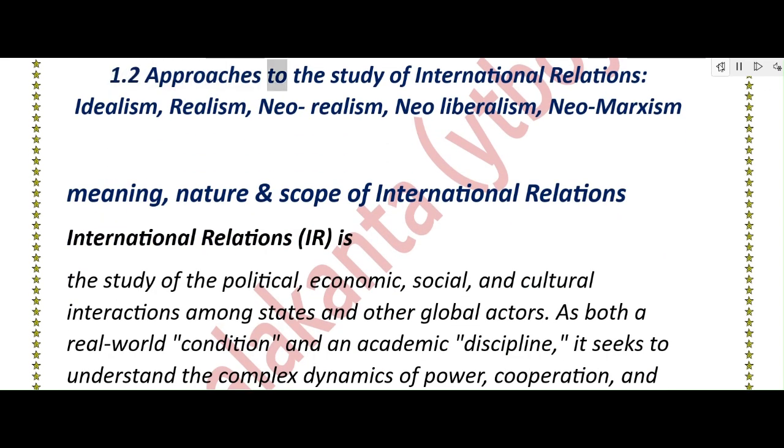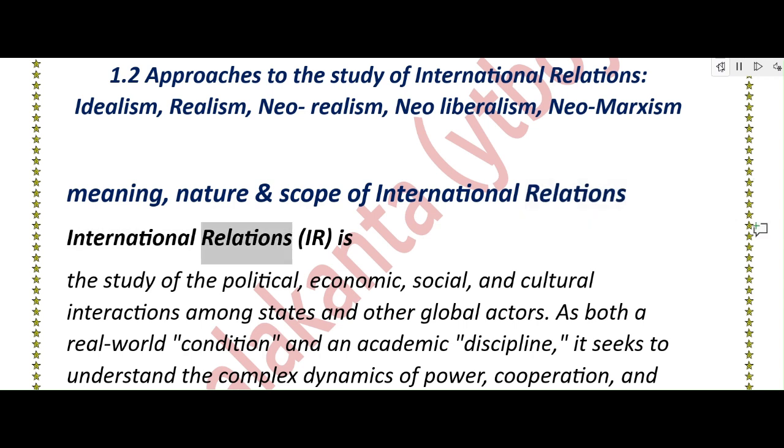1.2 Approaches to the study of international relations: idealism, realism, neorealism, neoliberalism, neo-Marxism. Meaning, nature and scope of international relations.